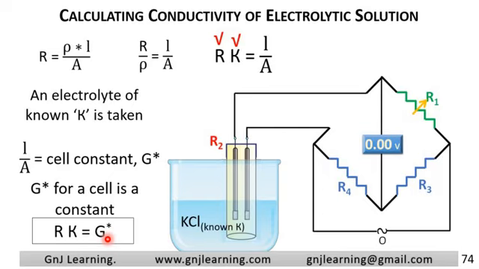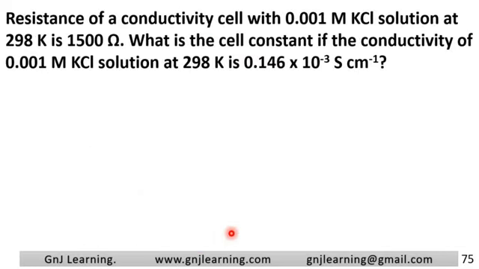Let's see a problem to see how they found out L by A from a known kappa value. You can see here the resistance of a conductivity cell with 0.001 molar KCl solution at 298 Kelvin is 1500 ohm. So how did they find this resistance? From the Wheatstone Bridge, the value of R was 1500 ohm. What is the cell constant? We have to find out G star.